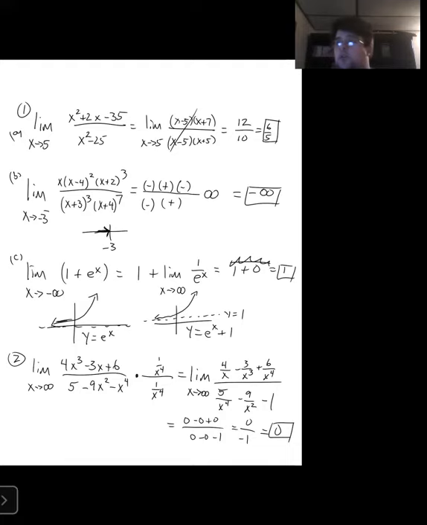Number 3. Come on, let's go to the next page.